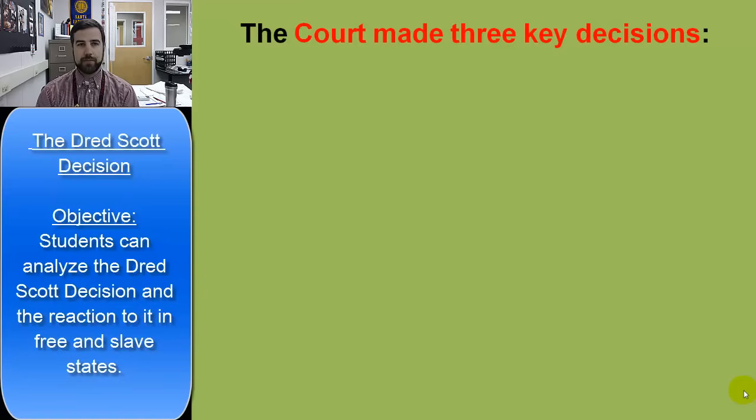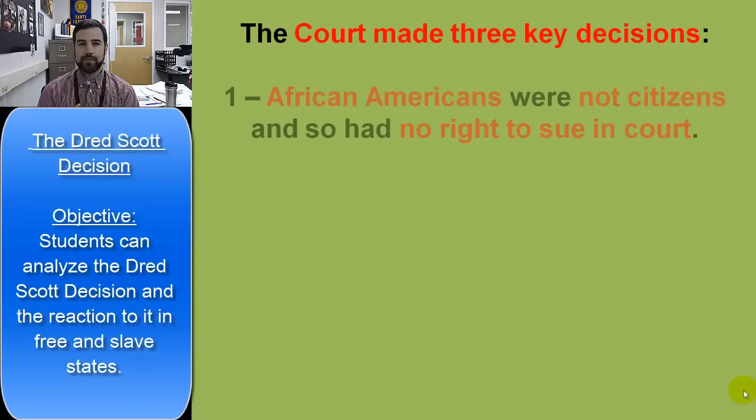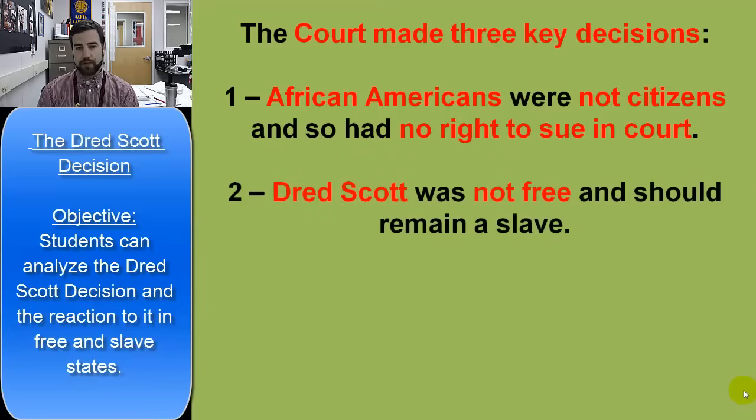So in the end, the Supreme Court made three key decisions in the Dred Scott case. Number one, the Supreme Court said that all African Americans, whether they were free or slave, were not citizens of the country, and so they had no right to sue in court. Number two, they ruled that Dred Scott was not free and should remain a slave. Their reasoning is he is property, and Americans have the right to take their property to different states, and just because your property is in another state doesn't mean your property is now free of you.